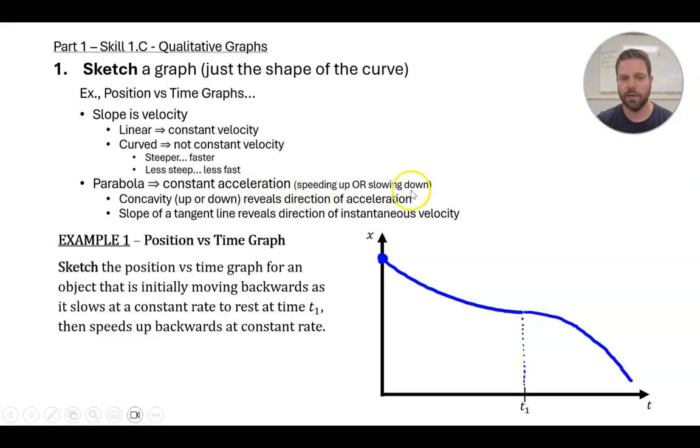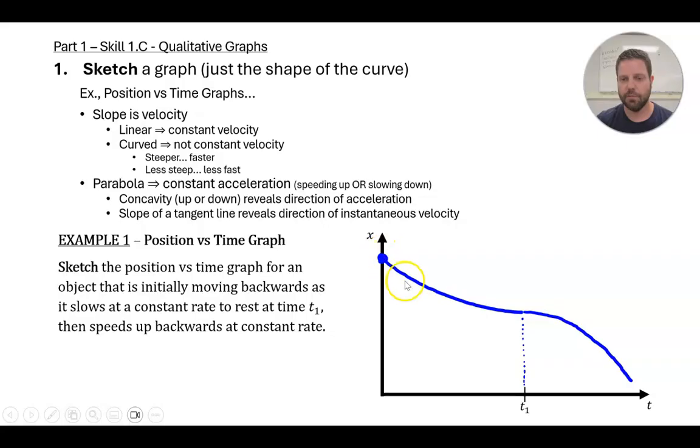So it's speeding up or slowing down when it's constant acceleration, and that would be at an even rate of speed change. You're changing by the same amount of speed each second. The concavity, meaning the way it's curving up or down, is going to tell us the direction of acceleration.